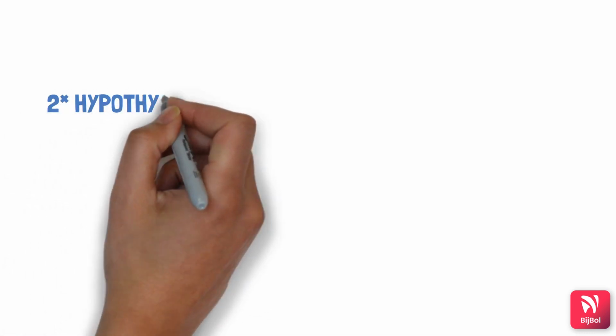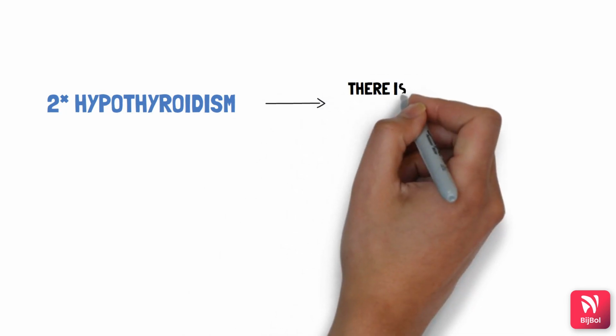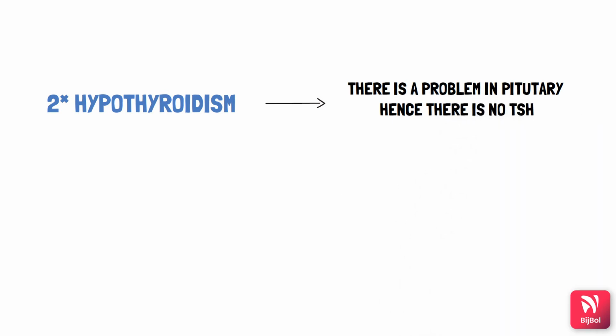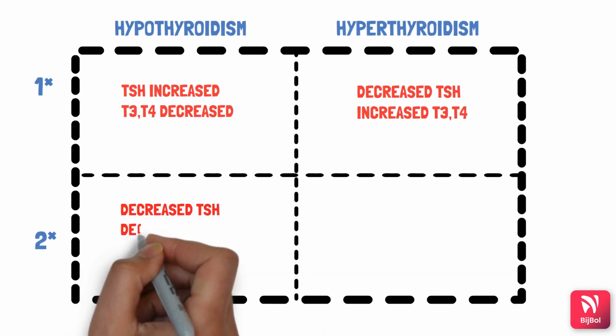Now let's talk about a secondary disorder. In primary disorder, the problem lies in the gland. In secondary disorder, the problem lies in the pituitary. So if there is a problem in the pituitary, there is no TSH formed. That will lead to decreased T3 and T4. But remember, the thyroid gland here is absolutely fine. There is no abnormality in the thyroid gland. So if we get even some amount of TSH, there will be adequate amount of T3 and T4. But that is not happening. Why? Because the pituitary is not able to form TSH at all. So this is secondary hypothyroidism.